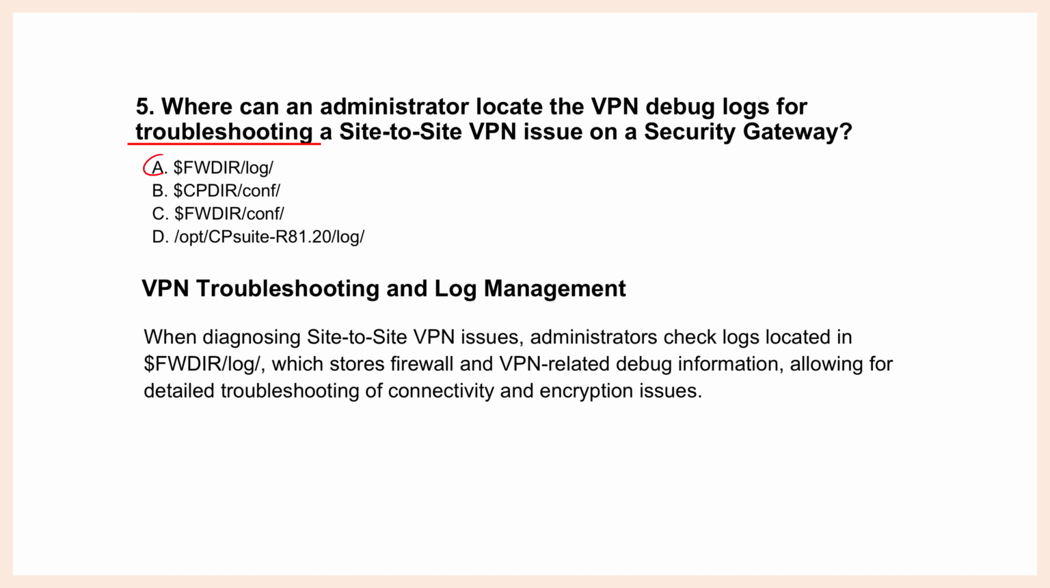So if I'm having a VPN issue, that's the first place you go. What kind of information am I going to find in those logs? A ton of information: how the VPN connection is being established, encryption processes, authentication attempts, and any error messages that might have popped up. So it really is like a detective's notebook full of clues. It'll help you get to the bottom of whatever's going on.